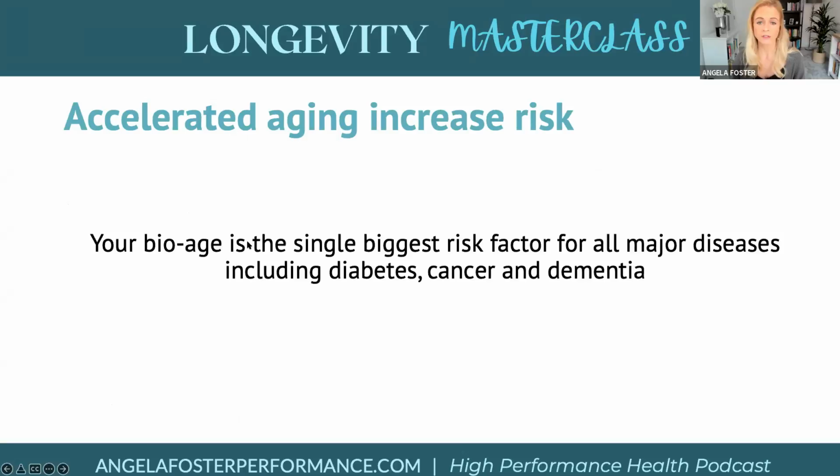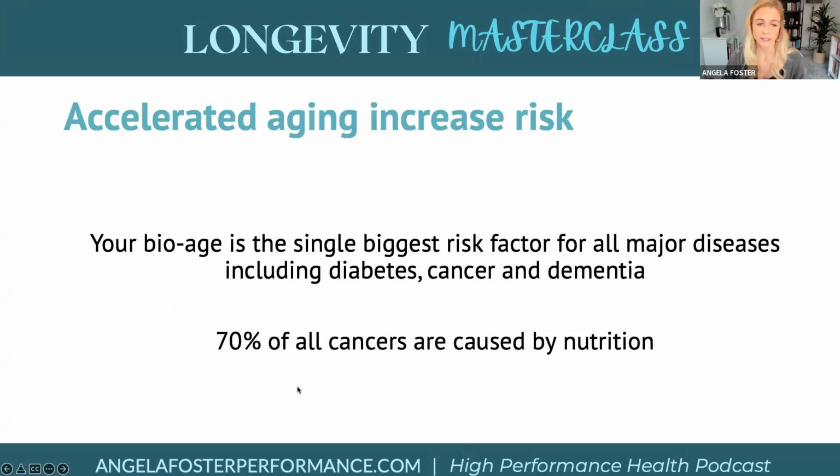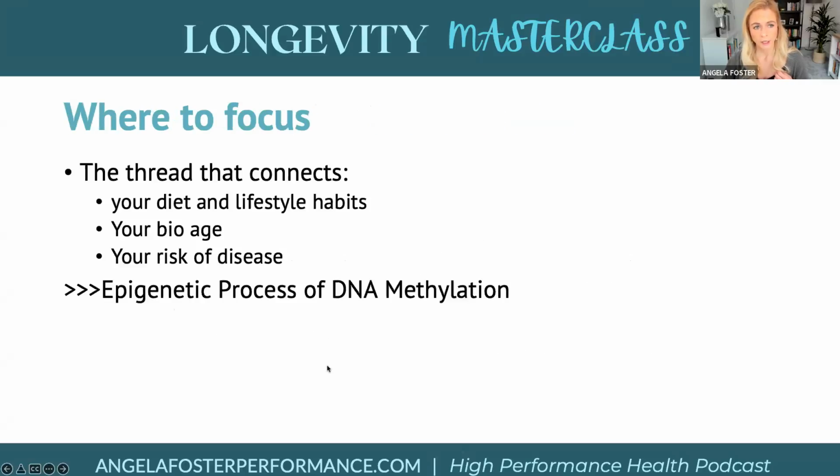Your biological age is the single biggest risk factor for all the major diseases, including diabetes, cancer, and dementia. When I say bio age, what we mean is you have your chronological age, which is the age you are according to your date and year of birth. But then we also have our biological age, and we can really be younger than our years in as short as 8 weeks, seemingly, based on the current research. Again, as I say, 70% of all cancers are caused by nutrition, so we really want to take this on board and choose the best food that we can.